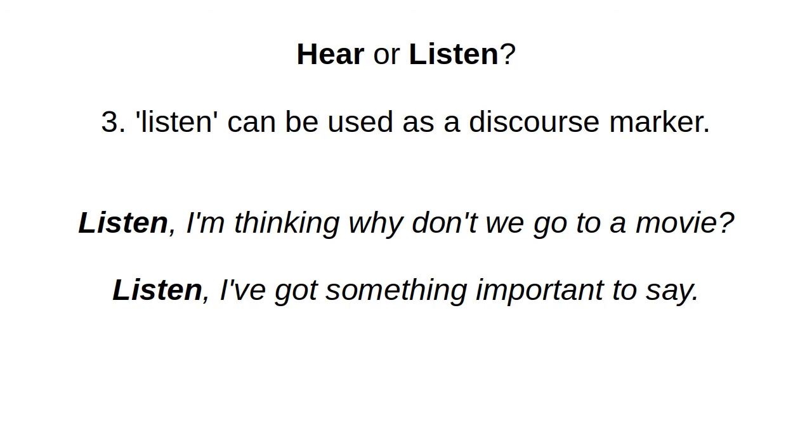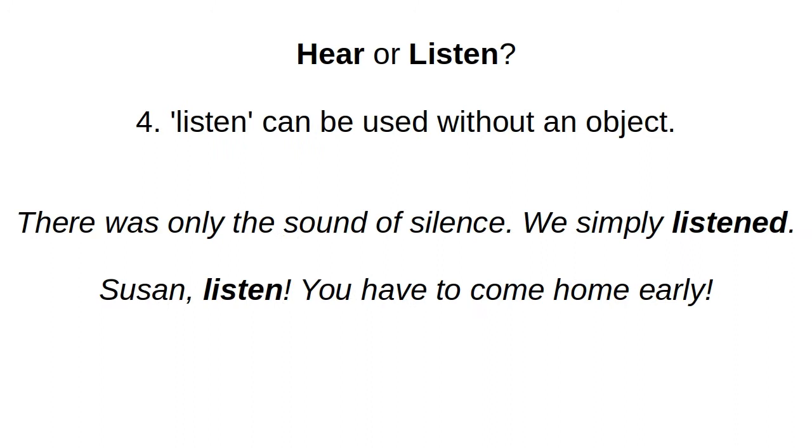As a discourse marker, we can use the word listen. For example, listen, I've got something important to say. Listen, I'm thinking, why don't we go to a movie? Listen can also be used without an object. There was only the sound of silence. We simply listened. Susan, listen, you have to come home early. So, here there is no object. We simply listened. There is no object. We is the subject.